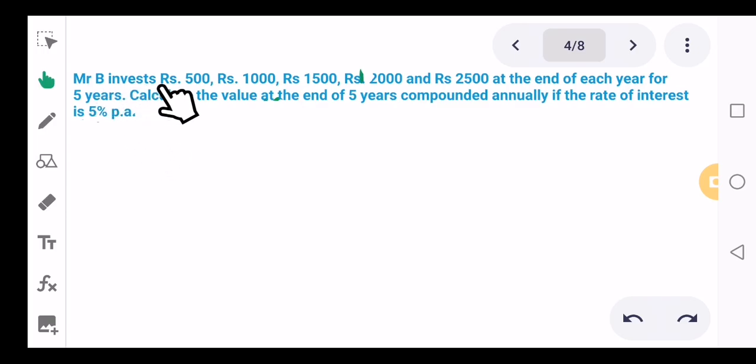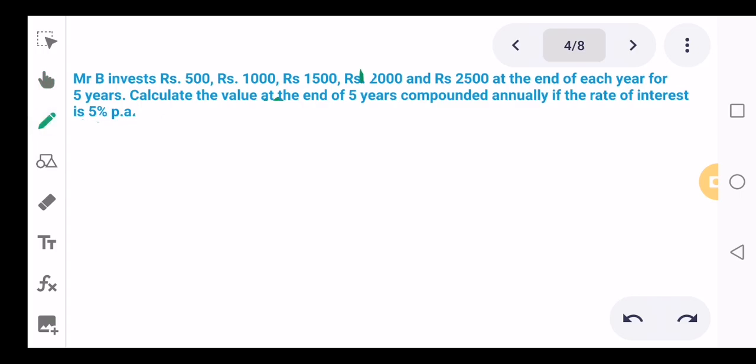Mr. B invests rupees 500, rupees 1000, rupees 1500, rupees 2000 and rupees 2500 at the end of each year for 5 years. Calculate the value at the end. Please note the word at the end. At the end of 5 years, compounded annually, if the rate of interest is 5% per annum.